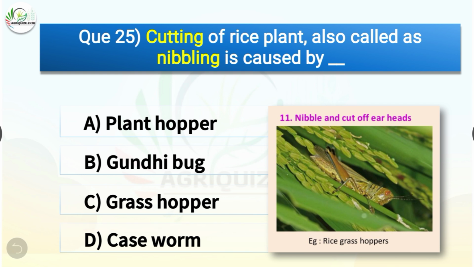Question number 25. Cutting of rice plant, also called as nibbling, is caused by dash. The options are plant hopper, gandhi bug, grasshopper or caseworm. The correct answer is option C, grasshopper. So cutting of rice plant, also known as nibbling, is caused by grasshopper.